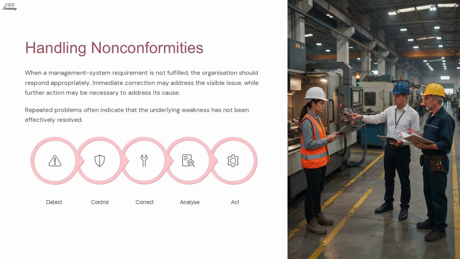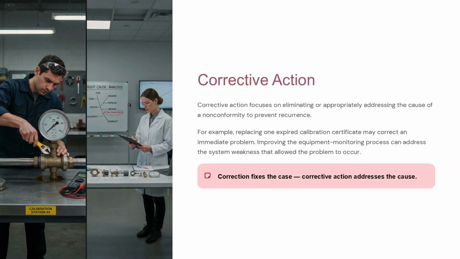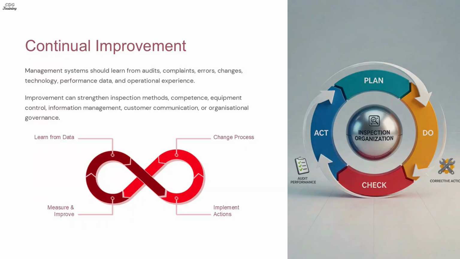When a requirement isn't fulfilled, immediate correction may address the visible issue, but further action is needed to address the root cause. Repeated problems indicate unresolved weaknesses. Corrective action focuses on addressing the cause of a nonconformity to prevent recurrence. It involves replacing expired items and improving processes to prevent future issues. Continual improvement strengthens management systems by learning from audits, complaints, and operational experience. It involves planning, doing, checking, and acting on improvements.